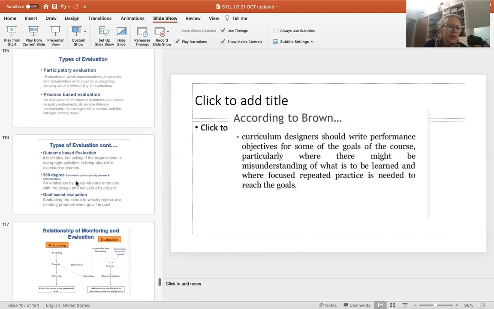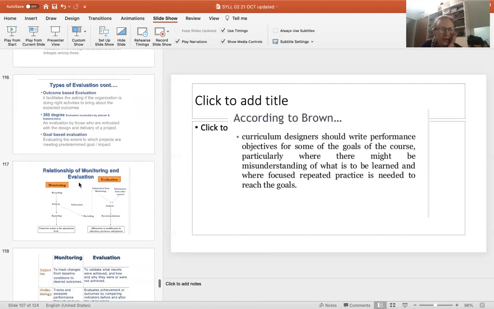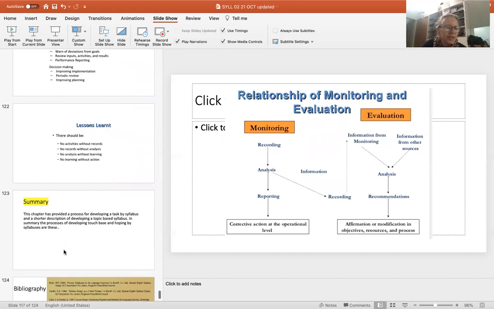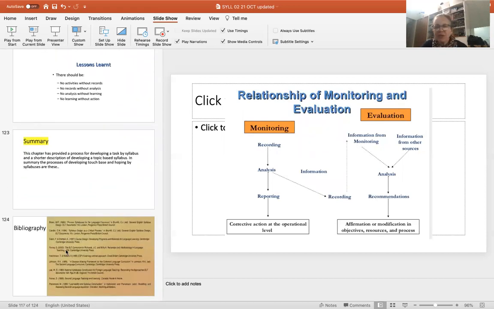And then we talked about how you can evaluate, and the relationship between monitoring and evaluating. So when you monitor, you analyze, and then with that, you get the results to evaluate with your team members to work out if you're doing a good job or not. So monitoring is to get the results, but evaluating is looking at those results. And that was the end of our class on the 21st of October for syllabus planning, lesson number 2.